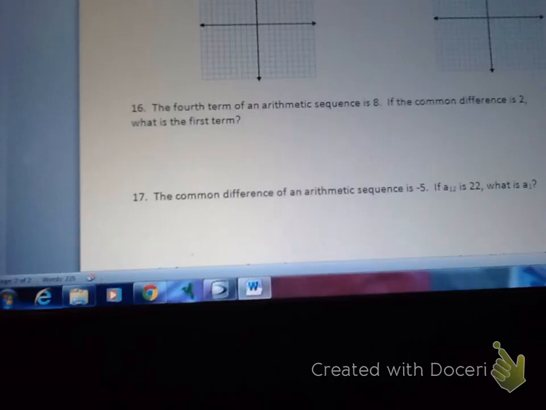Okay, let's look at number 16 on your worksheet. It says the 4th term of an arithmetic sequence is 8. If the common difference is 2, what is the first term? Okay, now, if in doubt, write the formula. If you have no idea where to begin, always write a formula if you're using a formula.